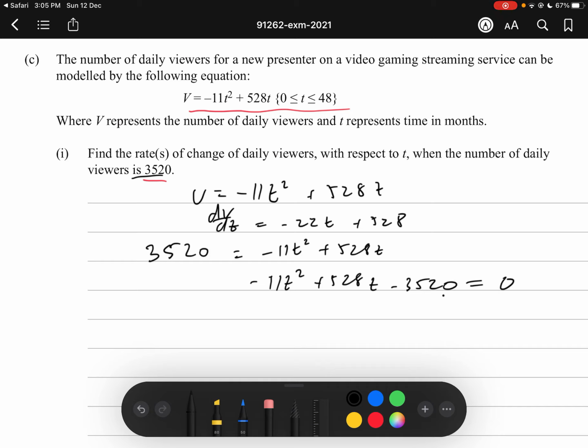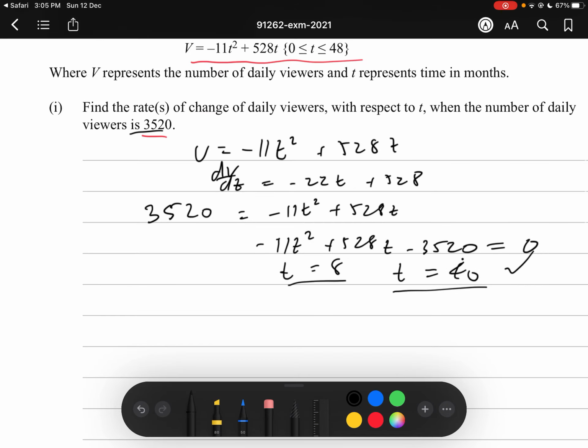So for this one, you can just use a calculator. Just go to the equations and then solve the quadratic. Solving this equation, we should get t equals 8 and t equals 40. And we're going to check if these t values are in the range, if t is between 0 and 48. And yes, indeed, both t values are between 0 and 48. So both are fine.